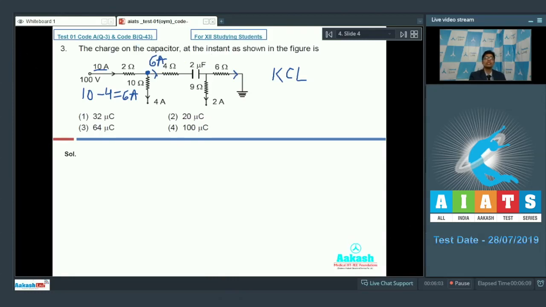Now dear students, since 6 ampere current is flowing towards this junction and a 2 ampere current is exiting away, the remaining current will be equal to 6 amperes minus 2 amperes, that is 4 amperes. So this much amount of current will be flowing in this arm. Now dear students, let us represent this point as point A and this point as point B.